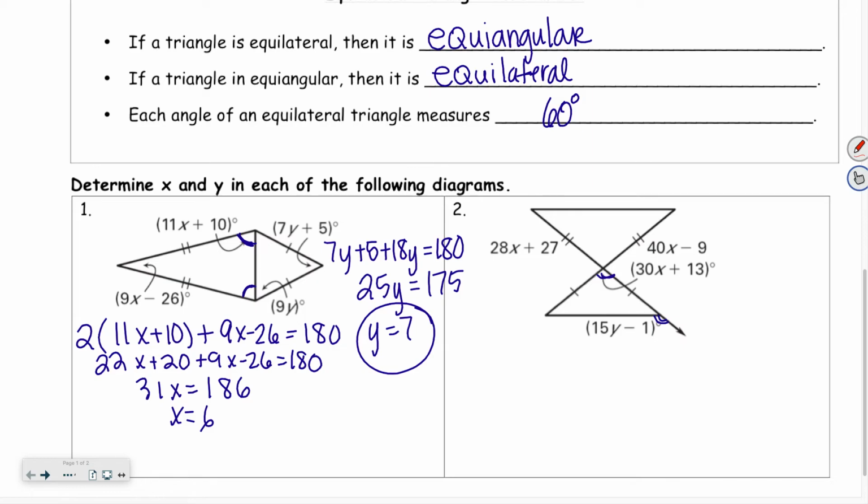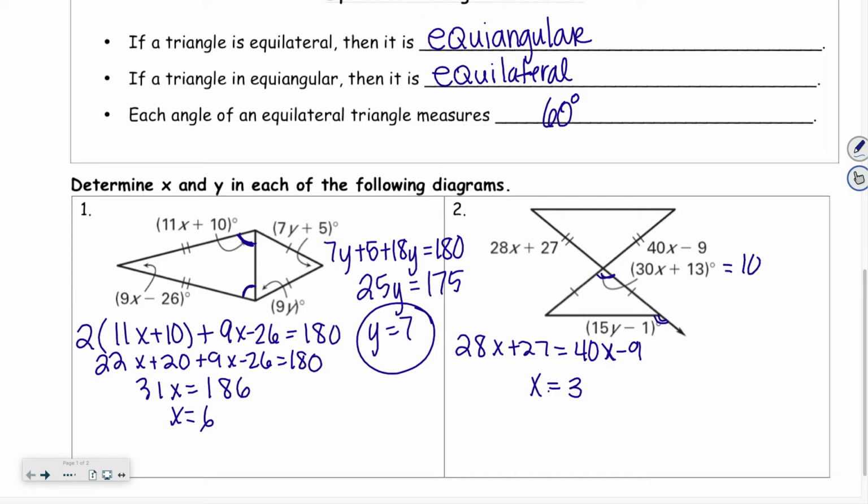He knows how to do the first one, he just doesn't know how to do the second one. Yeah, we already acknowledged that. Alright, so 28x plus 27 and 40x minus 9 are sides. And they're marked equal, so 28x plus 27 equals 40x minus 9. So when I solve that, what do I get for x? 3. Now what should I do with 3? Plug it in for the angle. So if I plug in 3 here, what does that angle equal?